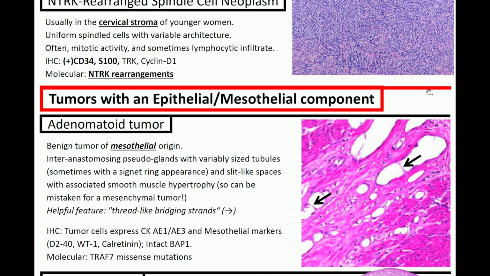Next up, we've got NTRK-rearranged spindle cell neoplasm. This usually occurs in the cervical stroma of younger women with uniform spindled cells with variable architecture, often mitotically active, and sometimes with lymphocytic infiltrate. The IHC is going to be positive for CD34, S100, TRK, cyclin D1, and positive molecular NTRK rearrangements.